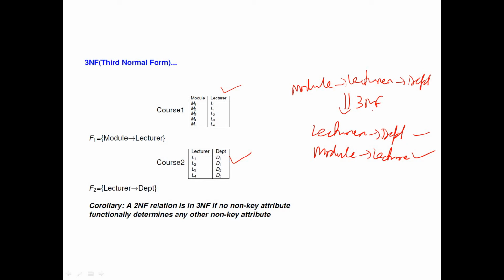So in this way we can go for decomposing the non-3NF relation into the 3NF relations. So this corollary we have already discussed. If there is no non-key functional dependency existing, the 2NF relation and the 3NF relation are the same. If the non-key functional dependency is existing, that has to be resolved.